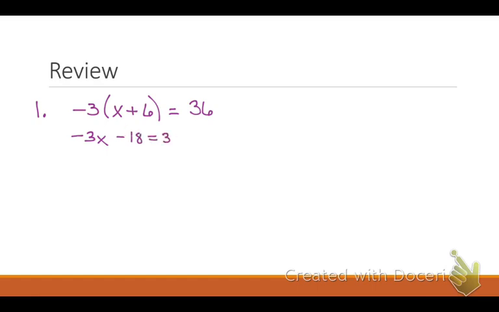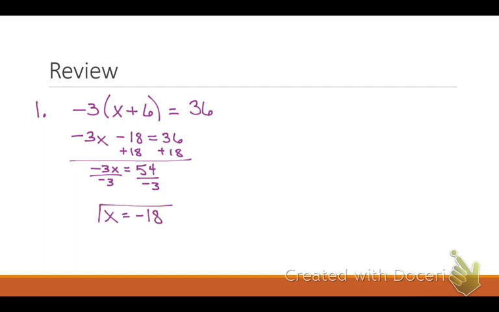-18 equals 36. Add 18 to both sides. -3x equals 54. Divide both sides by -3. Okay, and x equals -18. Did you guys get -18? Yes. Okay. All right, here's your next problem.